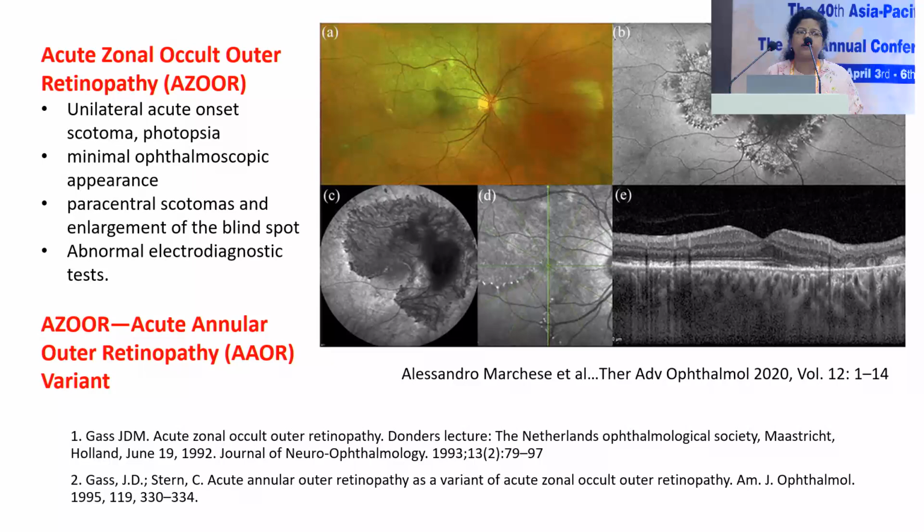Obviously, gradually when we follow these cases, they can present with characteristic pictures like the grayish-white zone, but initially we may miss this condition. And it has a variant which is called acute annular, that means it is a peripapillary condition.